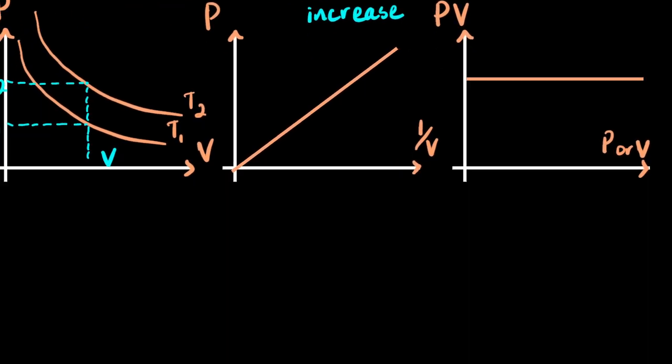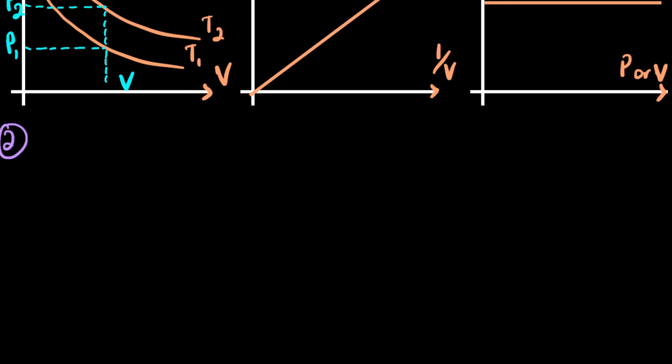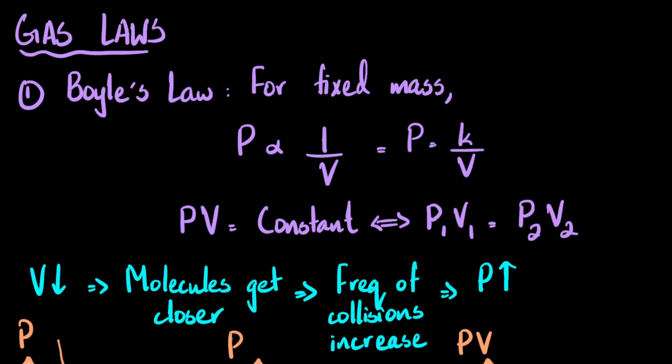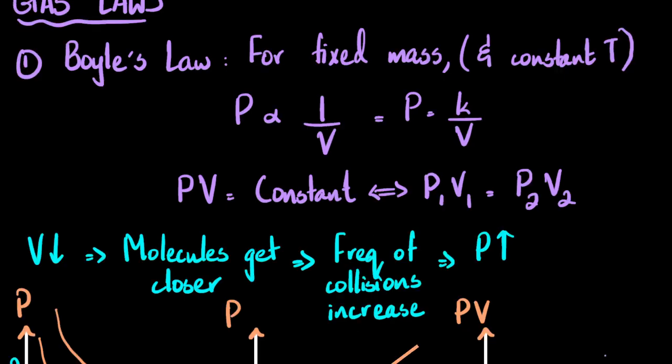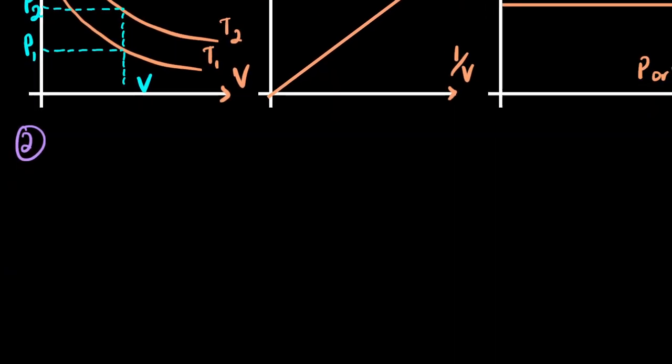Now let's go on to another gas law, the second one that we'll be talking about. Before going on, let me just write this: this law was for fixed mass and constant temperature. Whenever we are talking about two variables, the third one is assumed to be constant, because that will otherwise impact the relationship. So the second one is called Charles' law, named after the scientist.